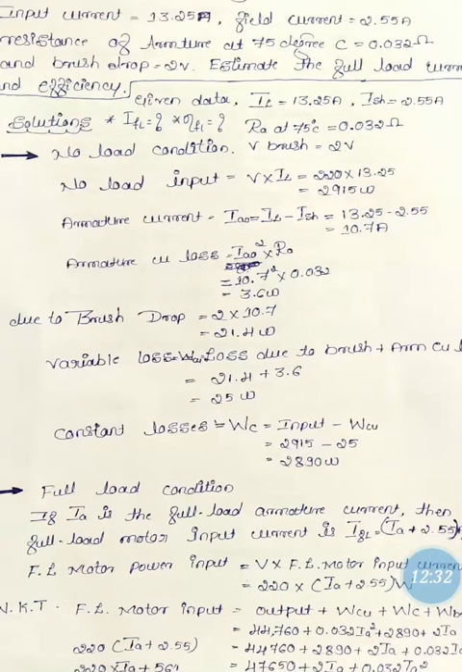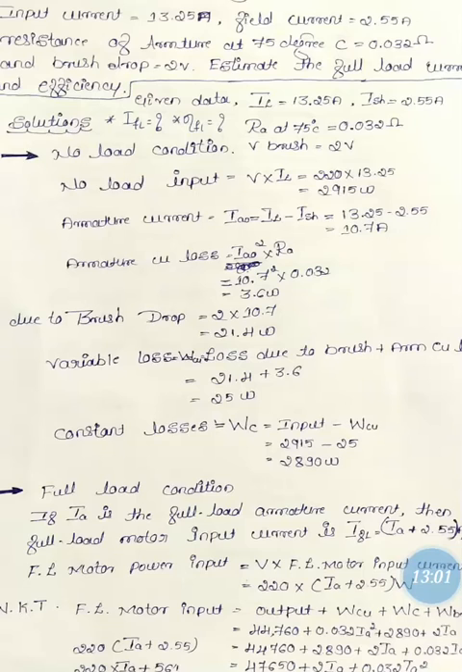And the brush drop is given. You know there are two contacts. So brush drop at one contact is given, and 10.7 is the armature current. There are two terminals of the brush, so it is multiplied as 2 into 10.7 for the brush drop, then we'll get 21.4 watt.